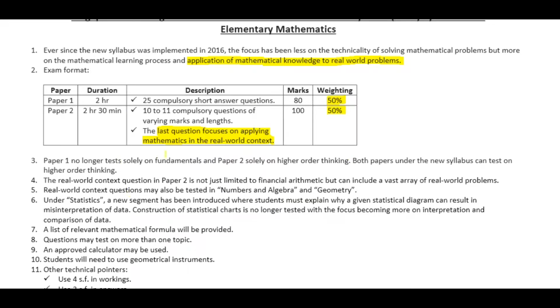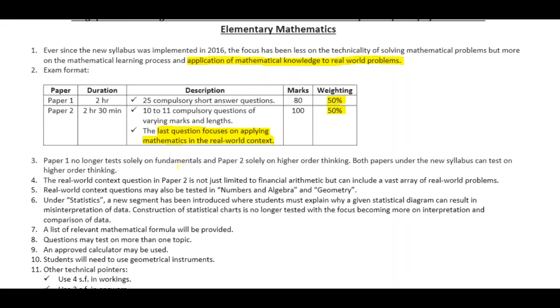So one main difference between paper 1 and paper 2 now is that paper 1 no longer tests solely on fundamentals and paper 2 solely on higher order thinking. What this means is that as of 2018, both papers 1 and 2 can test on higher order thinking. So the questions in paper 1 are not necessarily easier to solve as compared to paper 2. They can be equally difficult.